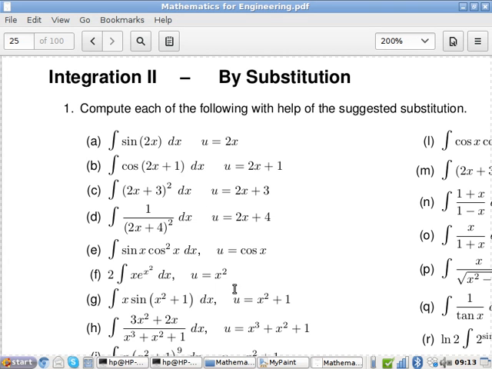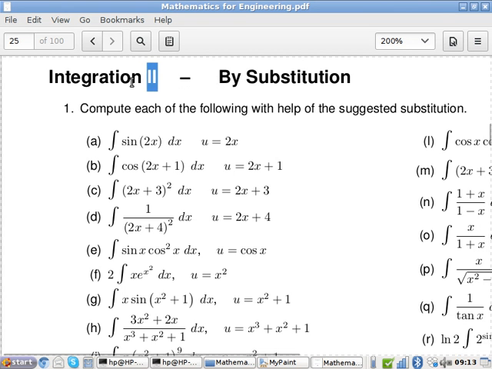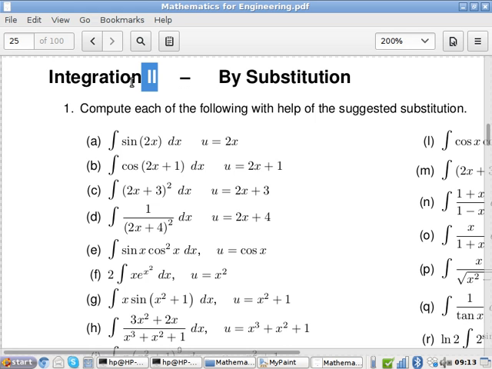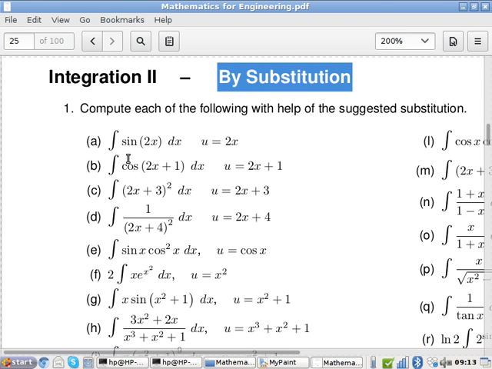Right, so let's have a look here. Can you write this down? This is integration part 2, the return of the integration. By substitution is the name of the method.